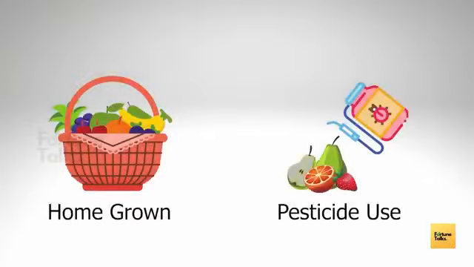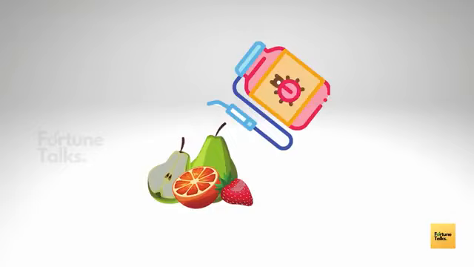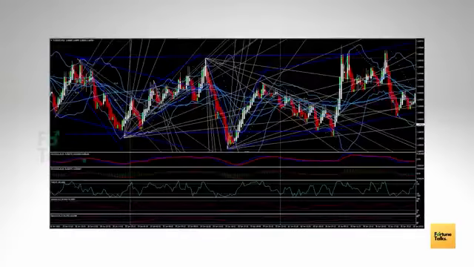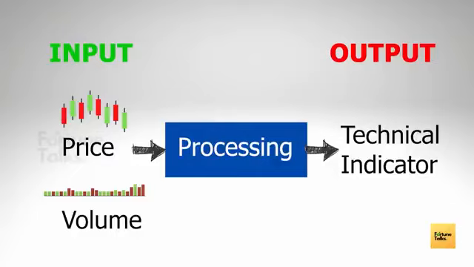Which is better, a fruit from our own home farm or one with heavy pesticide usage? The former may not be very good looking and won't stay fresh for many days, but it's healthy, while the latter may look appealing to the eyes and stays fresh longer, but it's not even remotely good for our health. Likewise, too many indicators is not very good for our trading account. This is because the indicators are a result of so many intermediate processing steps on the basic price and volume, so that the pure behavior of price and volume is lost.